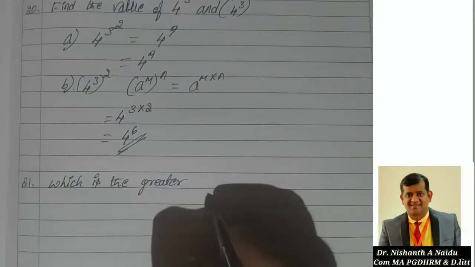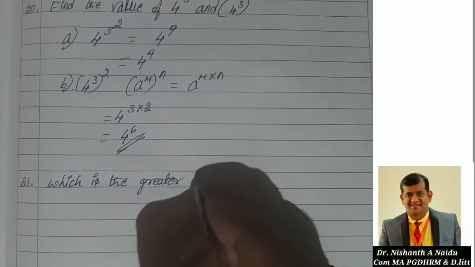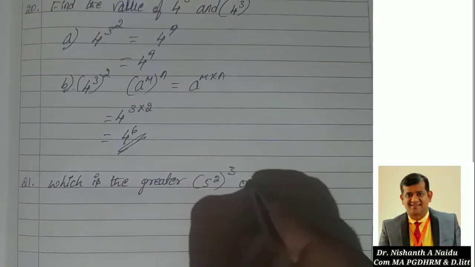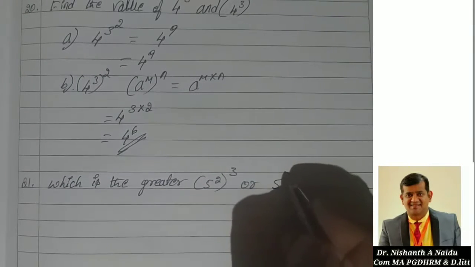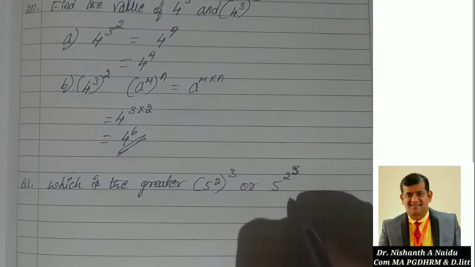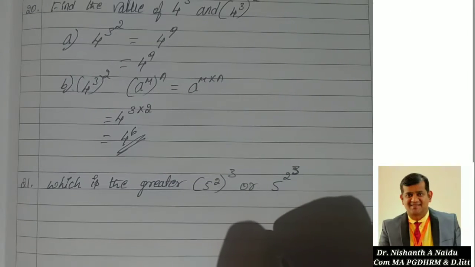Which is the greater value: 5 to the power 2 whole power 3, or 5 to the power 2 to the power 3? Okay, so now how are you going to do it?